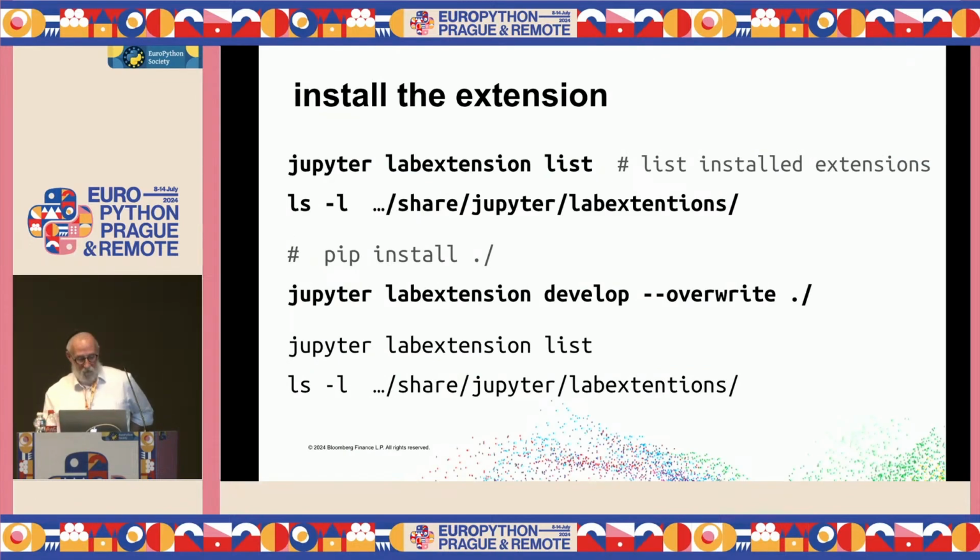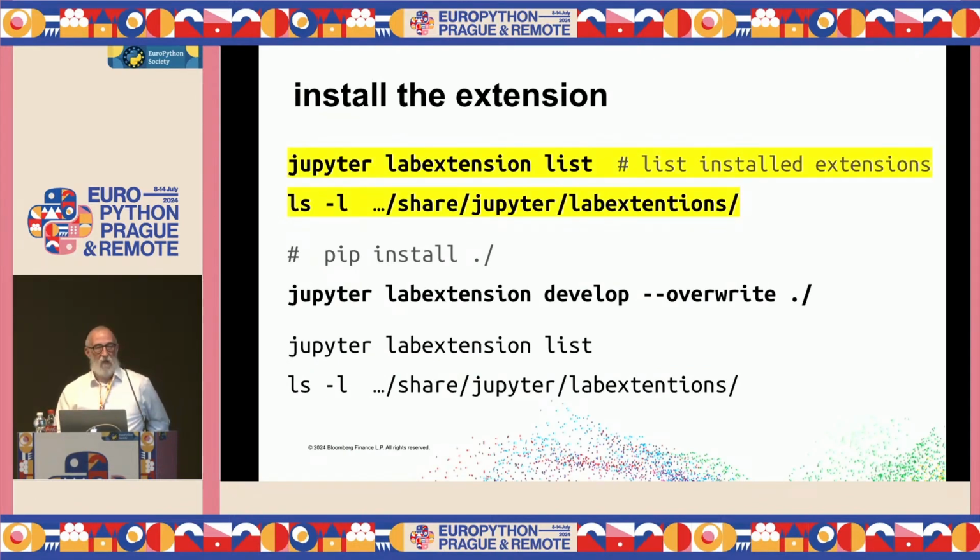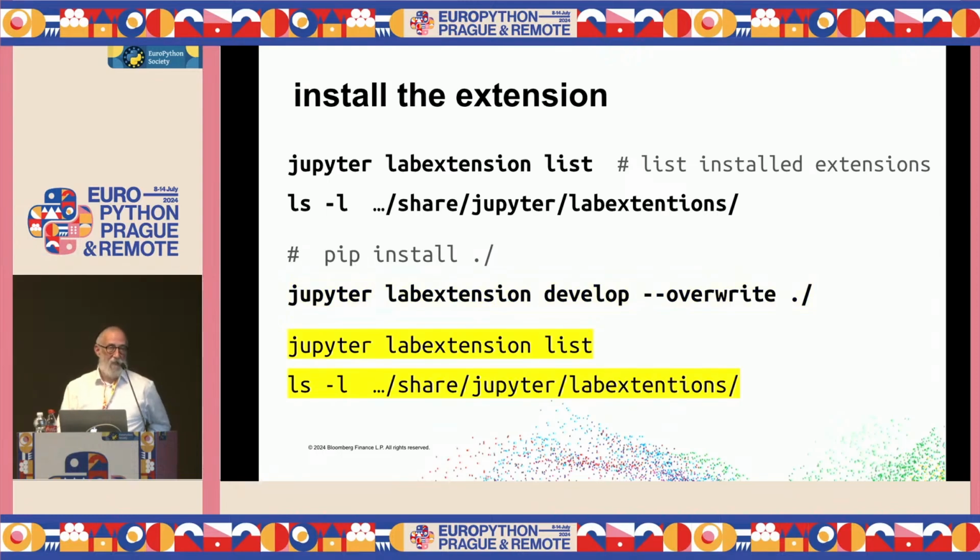We need to install it. Before we install it, I want to show you a couple of commands. jupyter labextension has a subcommand called list, which will list all of the extensions that are currently installed. So we'll run that once, see what's installed, and then we'll install our extension, and then we'll run it again and see that it actually got installed.